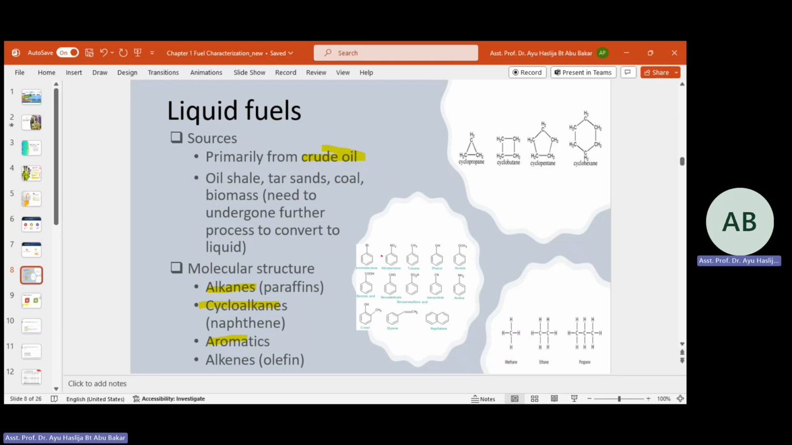Then liquid fuel, primarily from crude oil. The sources from the crude oils, it can be all these liquid butane, liquid perhaps diesel, petrol, gasoline. Okay, and the molecular structure, it can be this type of structure. Dia ada ambil organic chemistry tak? Tak ada. Let me know kalau terms yang you tak faham sebab saya dah biasa dengan budak chemical.